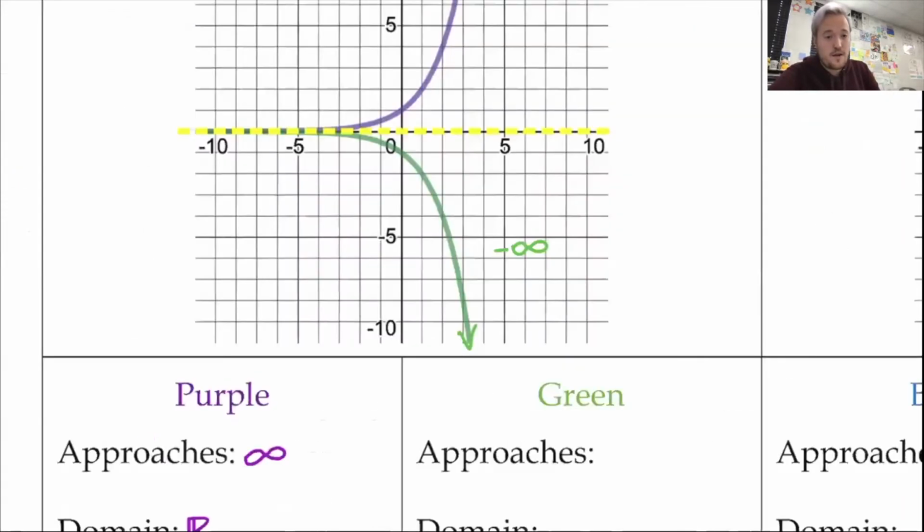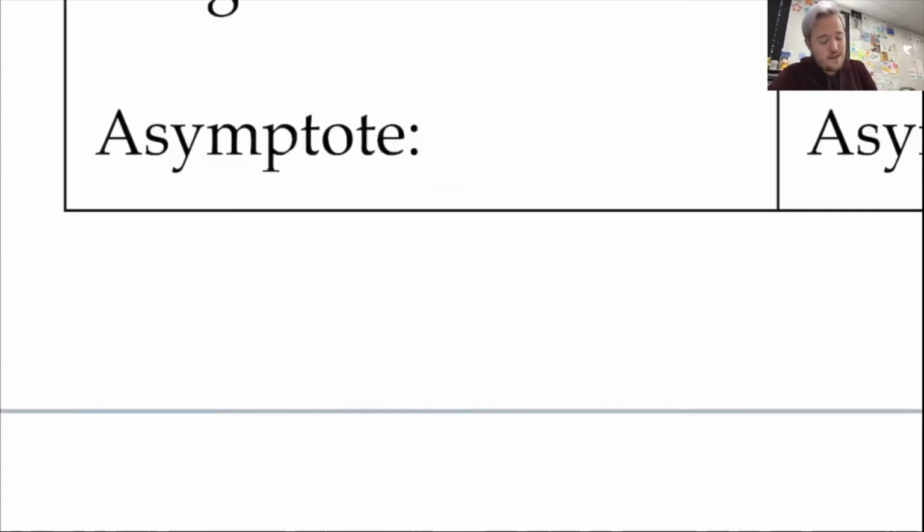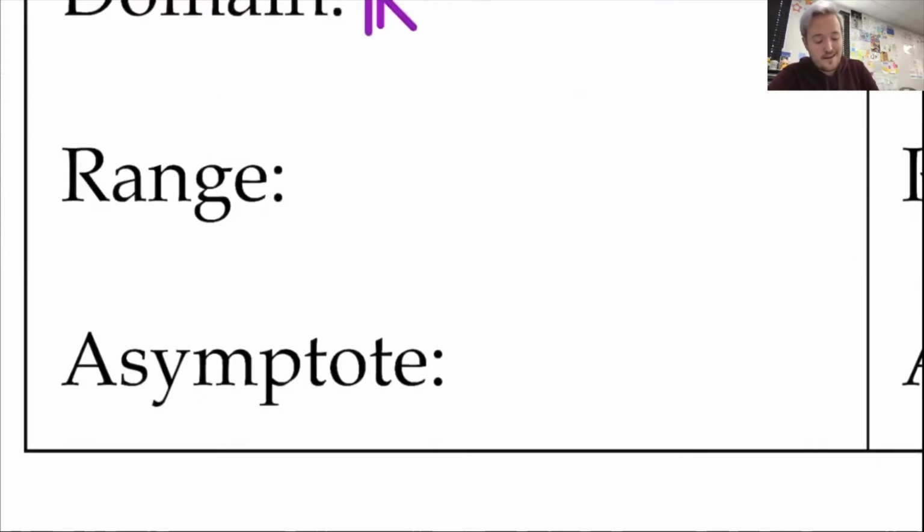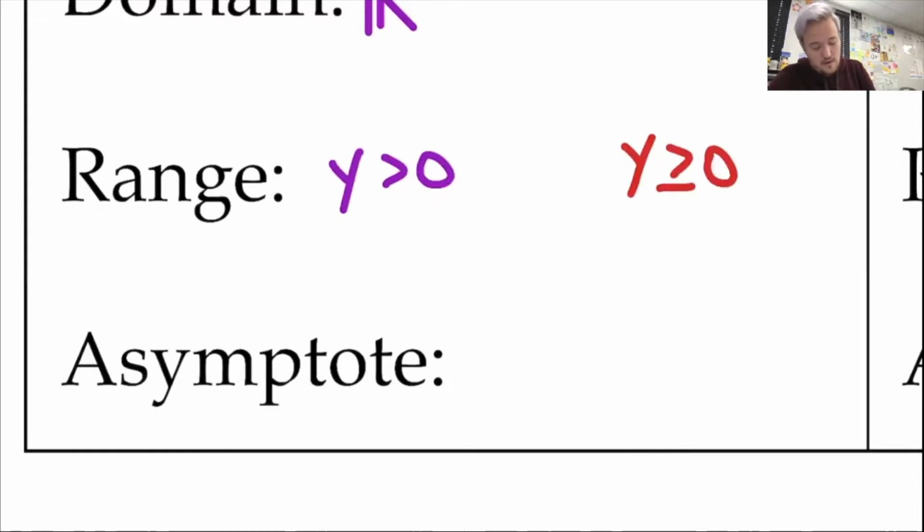All right, so your range is only everything above the x-axis. What that means is your range is all the y values bigger than zero. Keep in mind, it is not equal to zero. It is only everything strictly greater than zero. You cannot be equal to zero. That defeats the purpose of an asymptote.